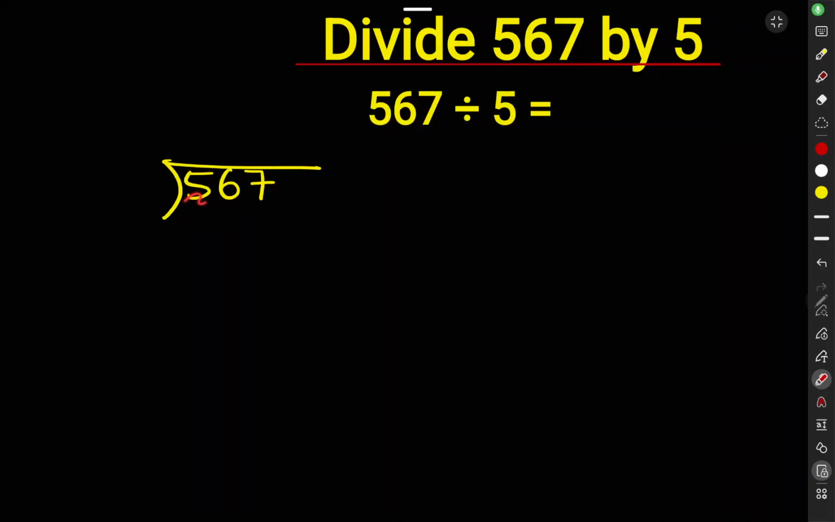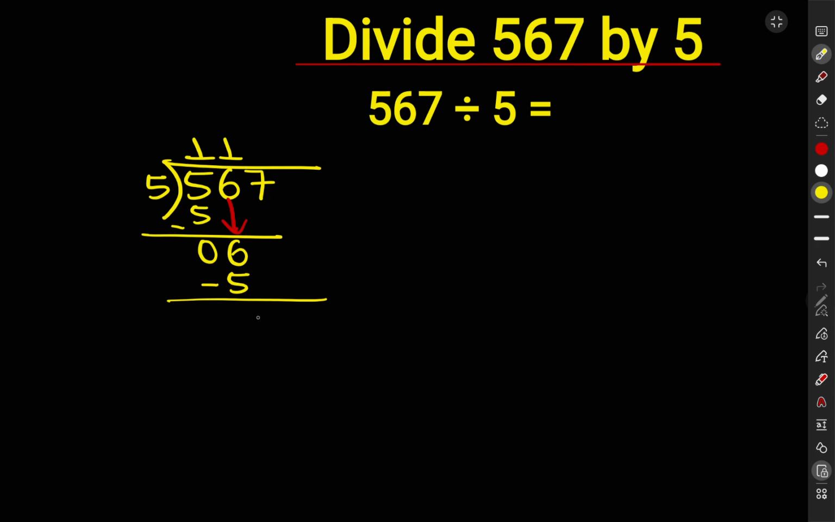If we divide 567 by 5 in a long division method, 5 times 1 is 5. On subtracting, we get 0. So now we put down this 6 and 5 times 1 is 5. On subtracting, we get 1.